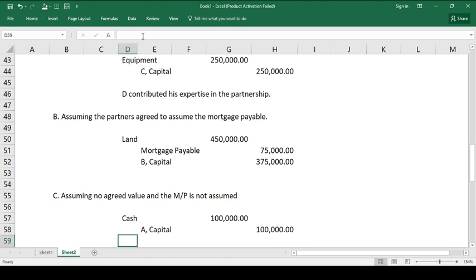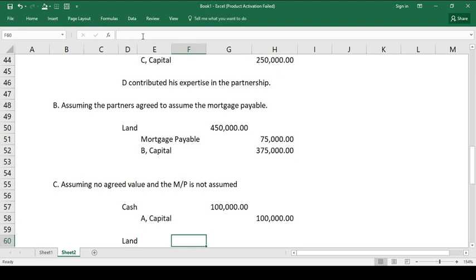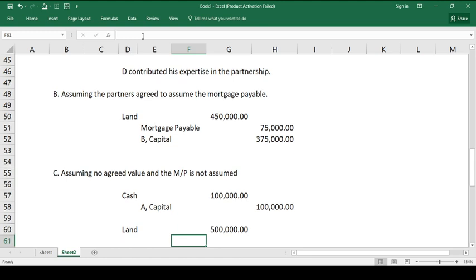Okay, how about on B's contribution? Well, land, instead of the 450, we will use the fair market value kasi wala pong binigay na agreed value. So, we will use the 500,000 fair market value. And then, hindi po in-assume yung mortgage payable. So, the capital for B would be 500,000 pesos. Okay, that would be also our entry.